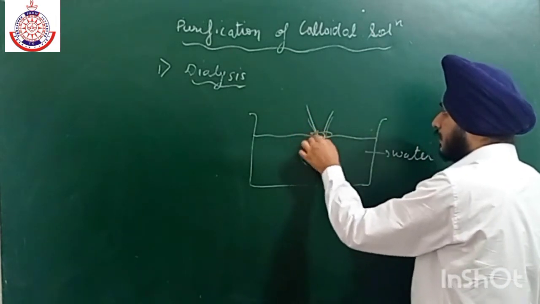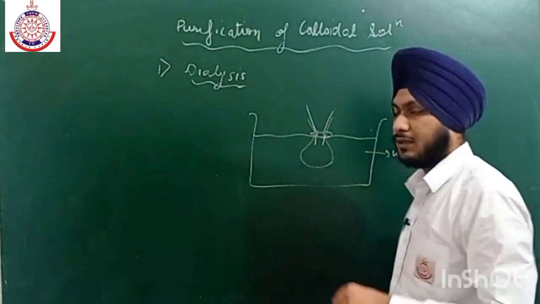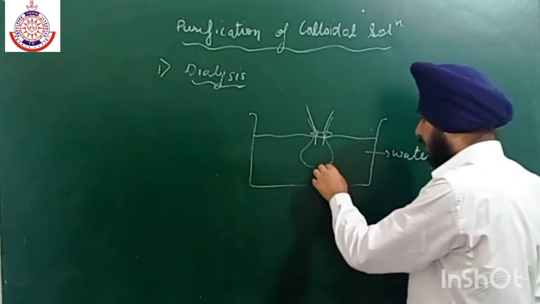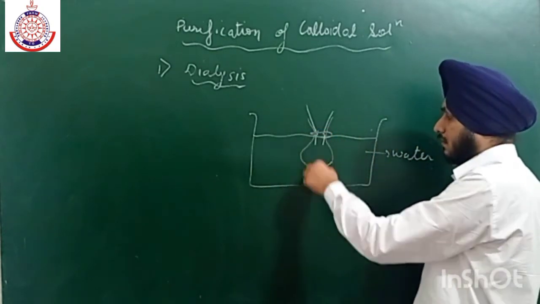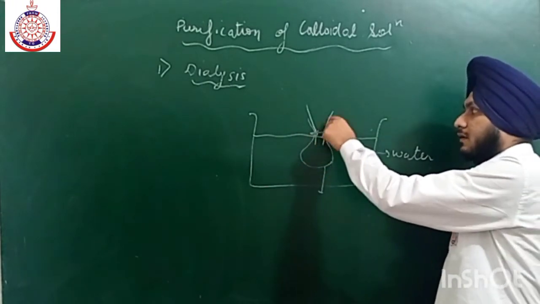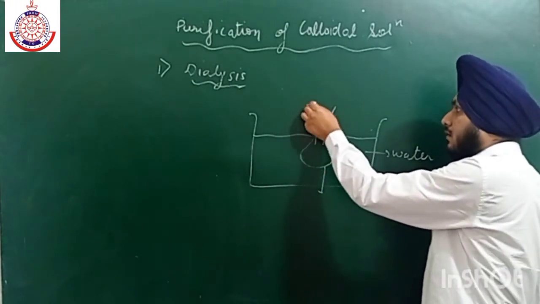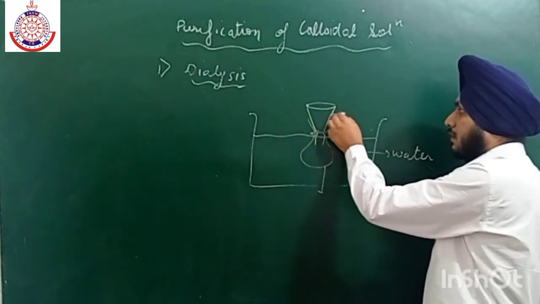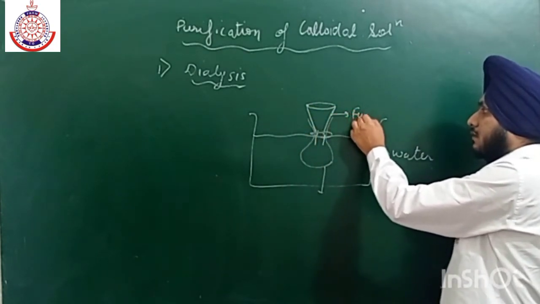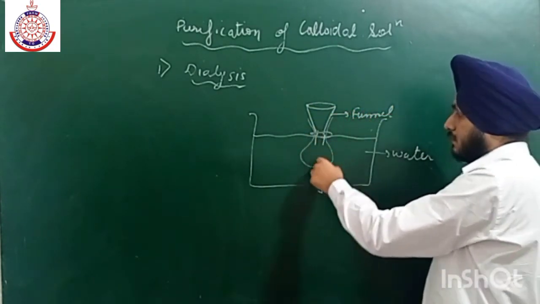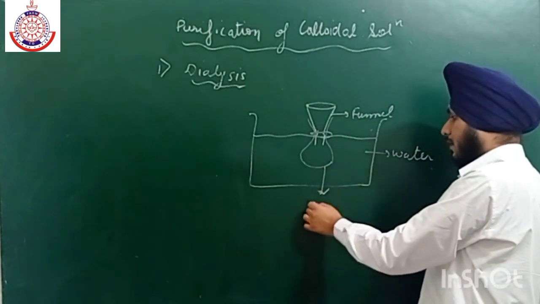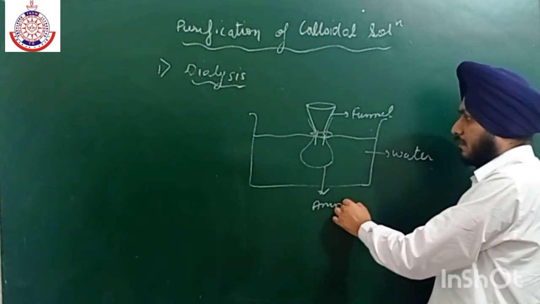ओके तो यहाँ से जो है हमने इसको बांधा हुआ है. ठीक है, this bag is tied. We tie this bag with the funnel. Over here, this is a funnel, and we tie up this bag. This is animal membrane, in the form of a bag.